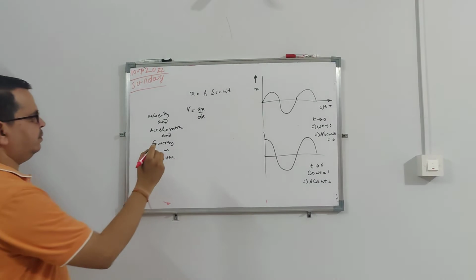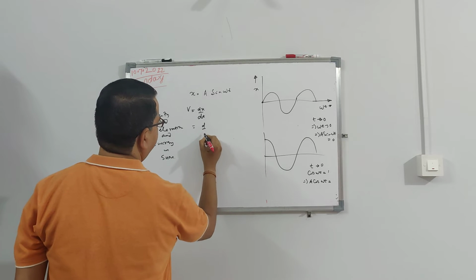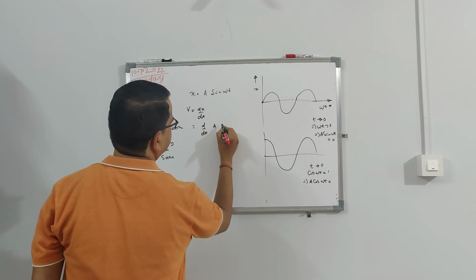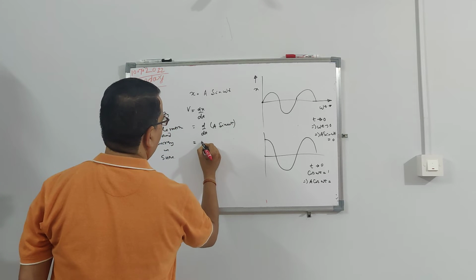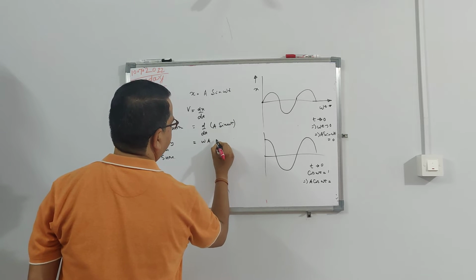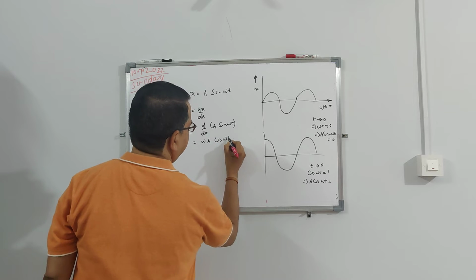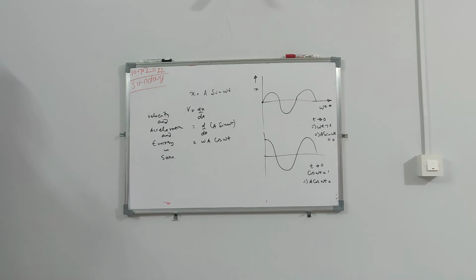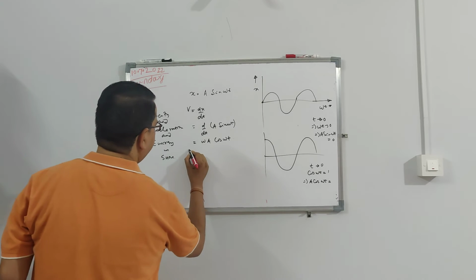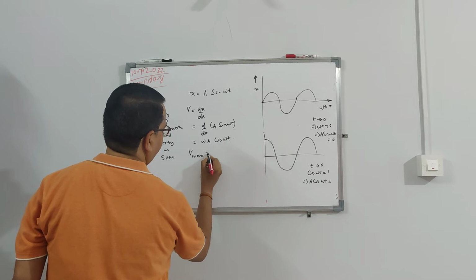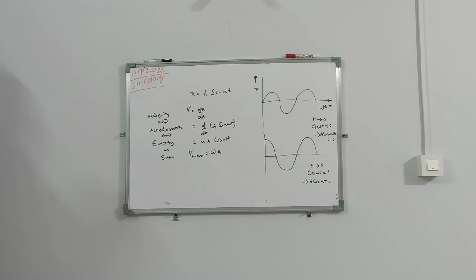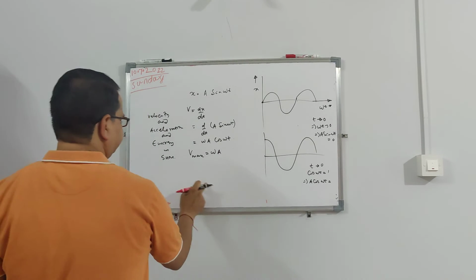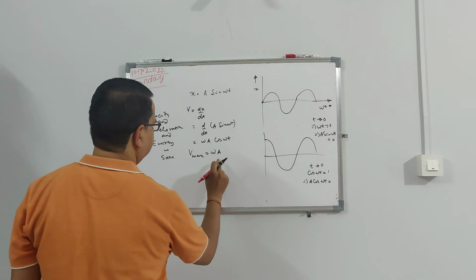So dx by dt is equal to d by dt of a sin omega t, which is equal to omega a cos omega t. Right. So there can be a question: what is the maximum velocity in a simple harmonic motion? So v max will be equal to omega a, because cos omega t can be maximum 1. Okay. Then this is velocity.